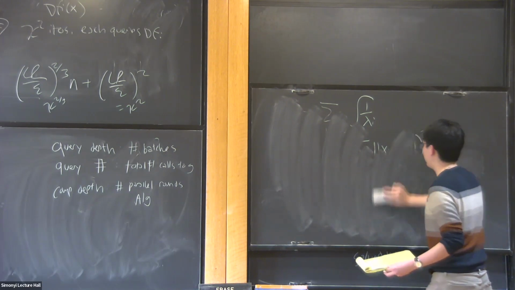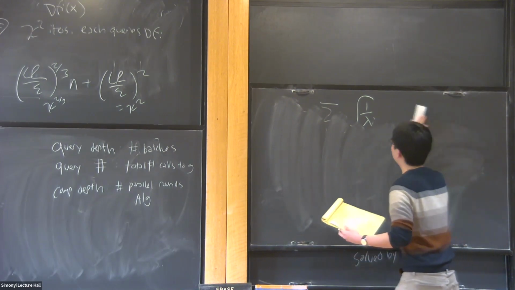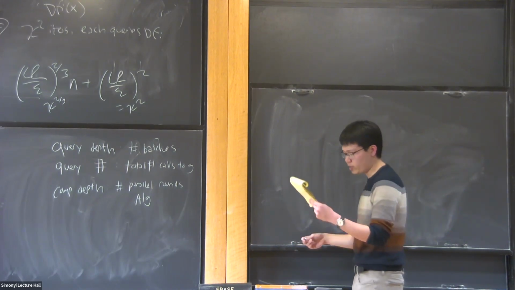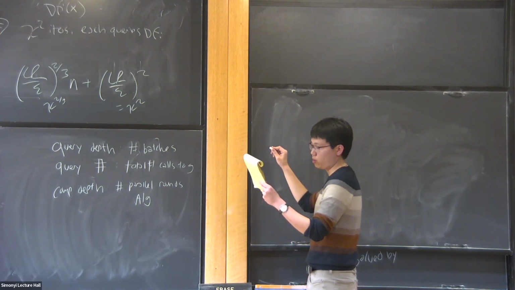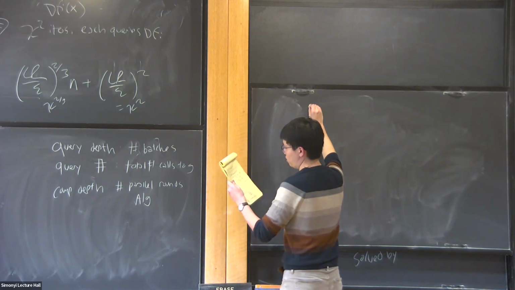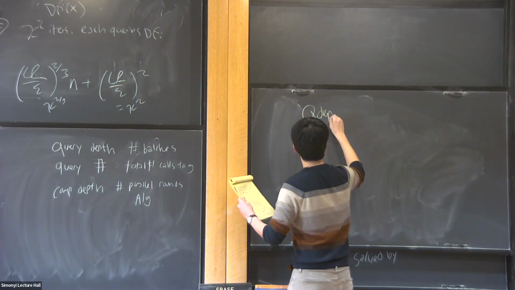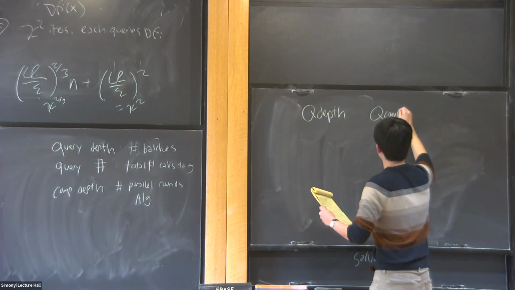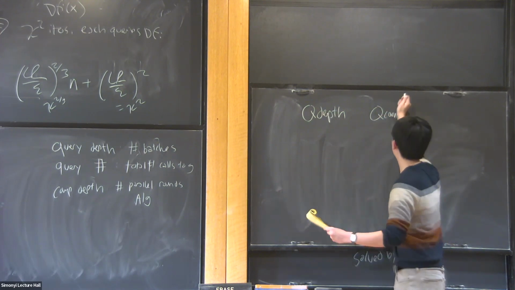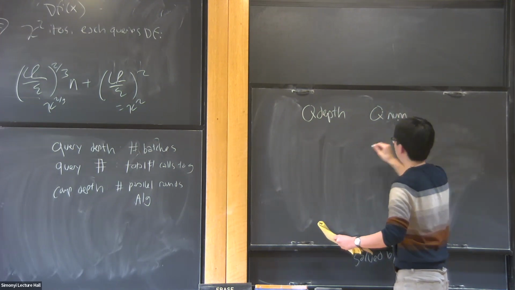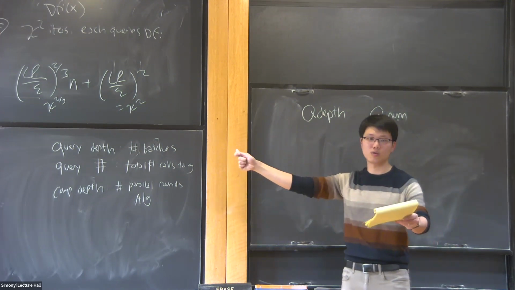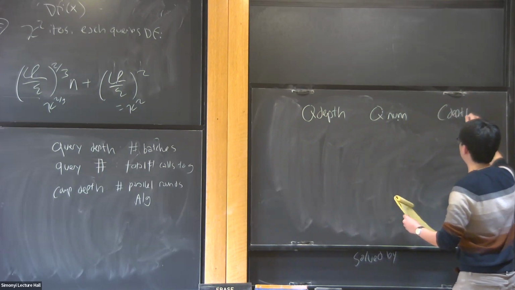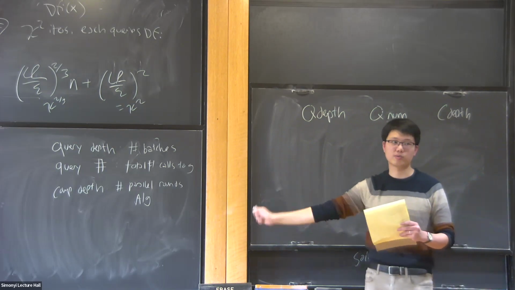This model was proposed by Nemirovsky in the 90s, I think 94. And he proved a lower bound for this problem. Since then, there's been a number of works that have improved the trivial upper bounds. So here's the baseline. I'm going to call this Q depth. I'll call this Q num, the total number of queries I make to the oracle. And I'll call this C depth, the computational depth, the total number of parallel rounds my computation uses, right?